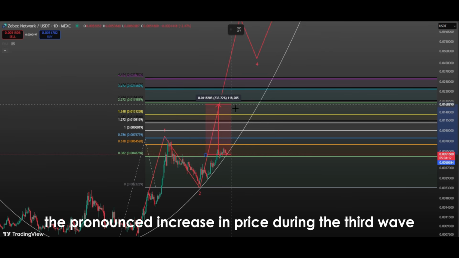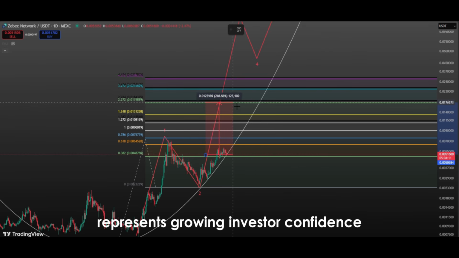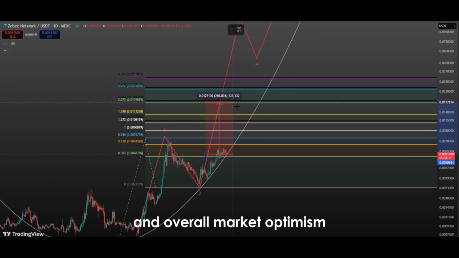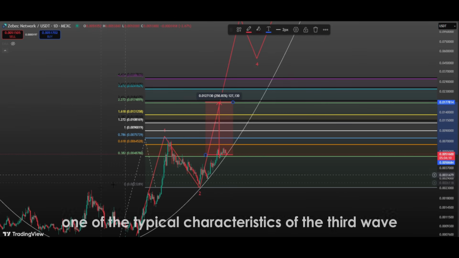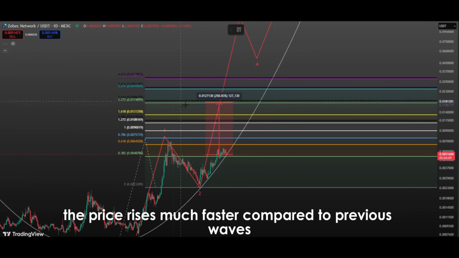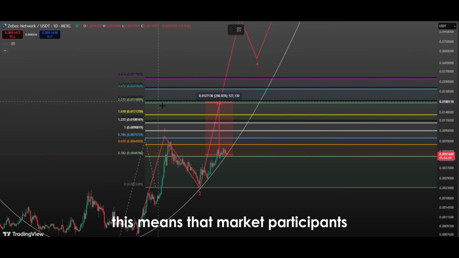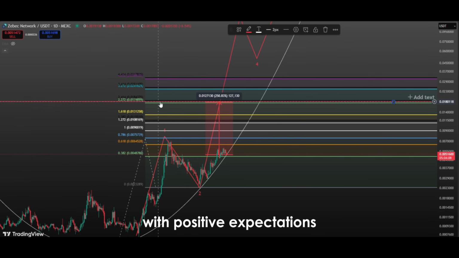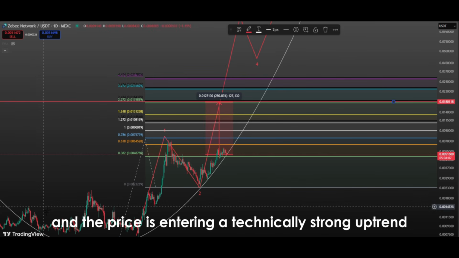The pronounced increase in price during the 3rd wave represents growing investor confidence and overall market optimism. One of the typical characteristics of the 3rd wave is that with accelerated buying activity, the price rises much faster compared to previous waves. This means that market participants are expanding their positions with positive expectations, and the price is entering a technically strong uptrend.